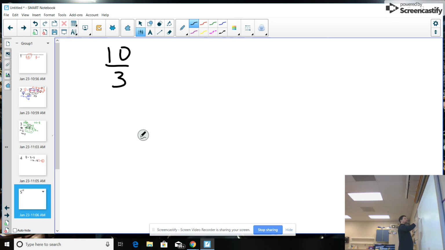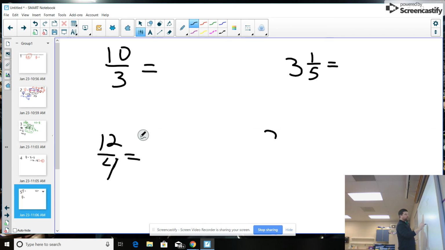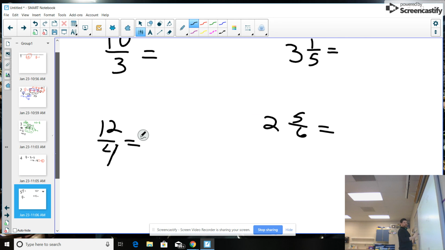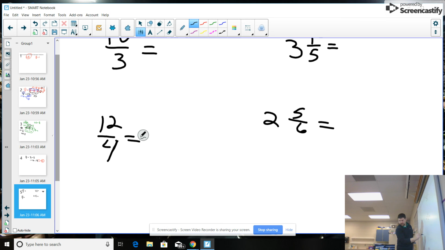Convert 10 thirds into a mixed number. 3 1/5 into an improper fraction. 12 fourths into a mixed number, simplifying it. 2 5/6 back into an improper fraction. And finally, 15 sixths into a simplified number.